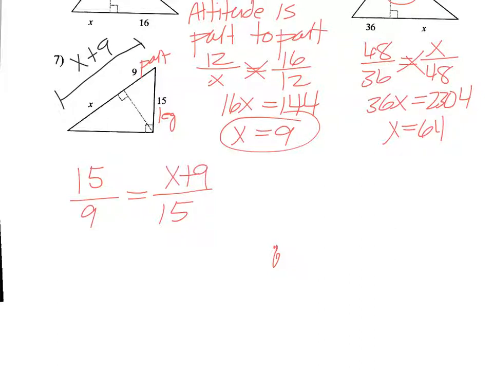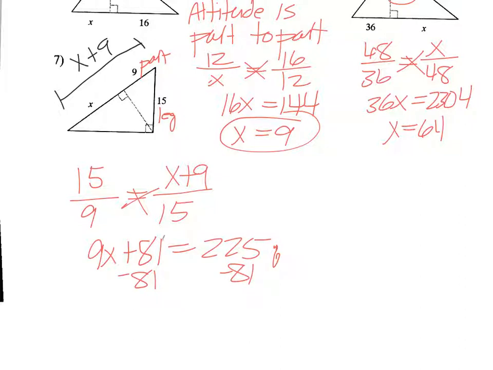So here we're going to have to do distributive property. So I get 9x plus 81 equals 15 times 15 is 225. Subtract 81. So just a little bit more work here. So 9x equals 144. Then divide by 9, and x is 16.